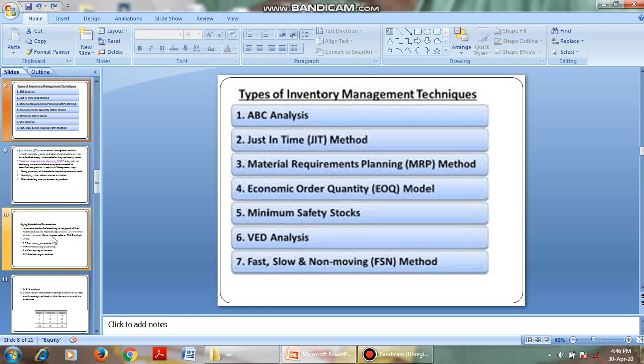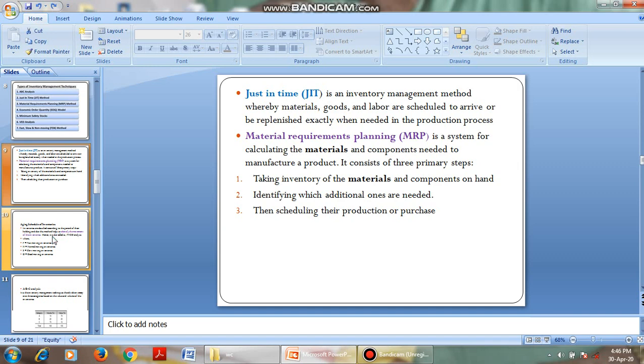Okay, this is an important thing: types of inventory management. There are different types of inventory management techniques. First one is ABC analysis, just-in-time method, material requirement planning method, economic order quantity model, minimum safety stocks, VED analysis, and FSN analysis. Let us see one by one. First, let us see the techniques.